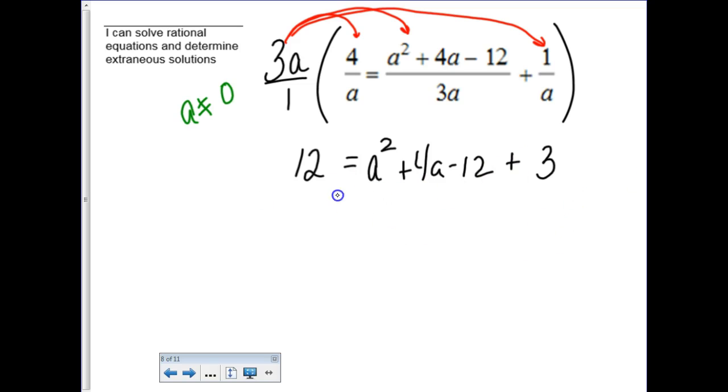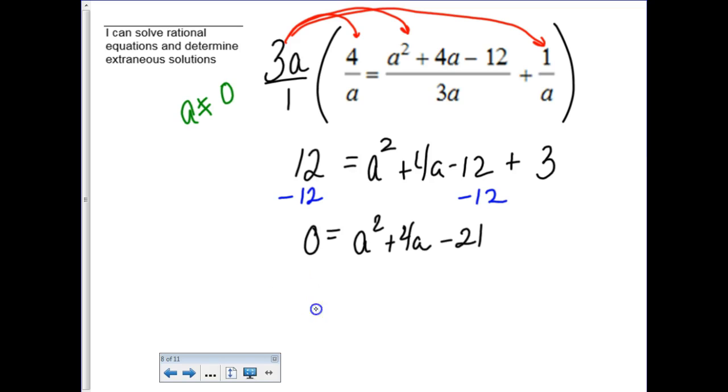All right, we do have a quadratic. I'm going to subtract 12 over. Now be careful, these 12s are not canceling. There's also a 3 here. So you get 0 equals a squared plus 4a minus 24 plus minus 21.